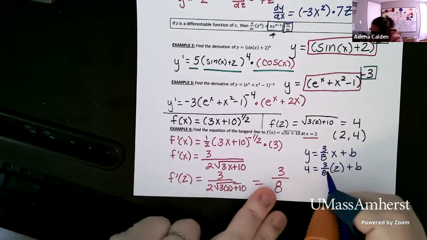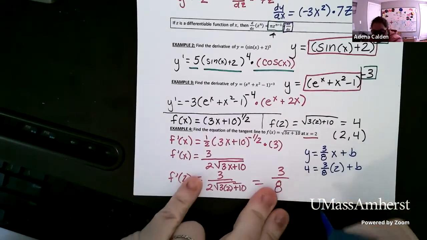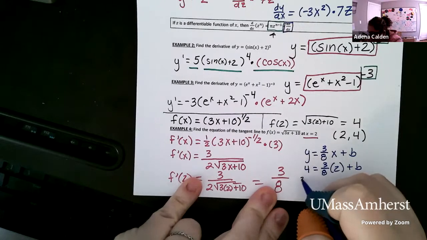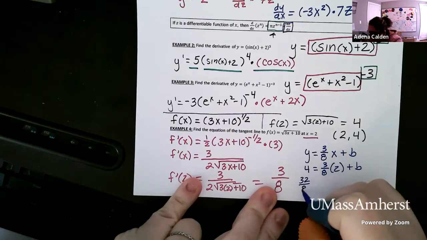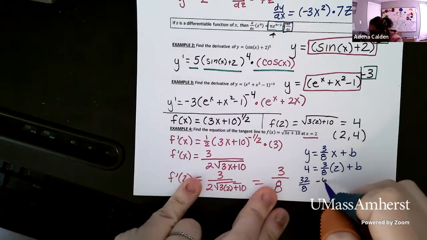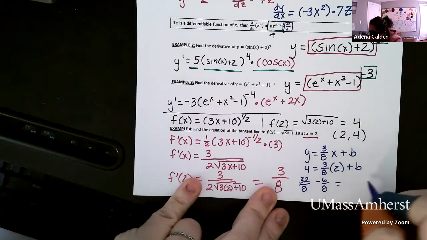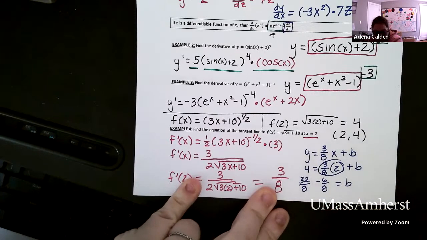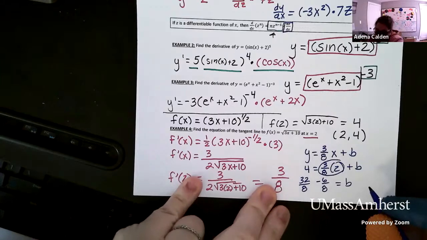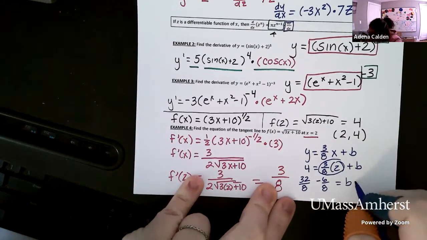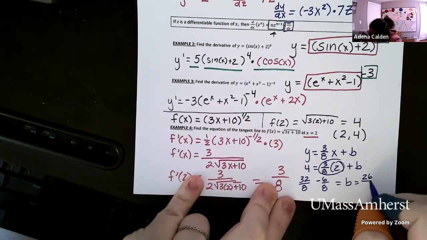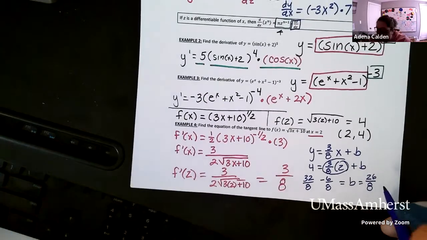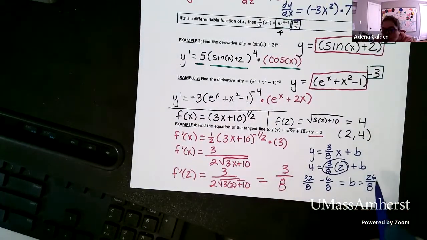So since I'm going to be subtracting eighths over here, I'm going to turn my 4 into eighths. So I have 32/8, which is the 4, minus 6/8, which is this, to get my b. Okay, so 32/8 minus 6/8 is going to give me 26/8. And we can either leave everything in eighths to be consistent, or you could simplify this to 13/4.